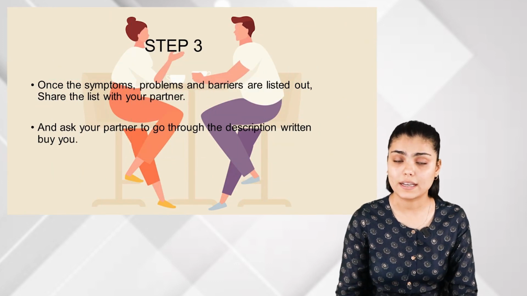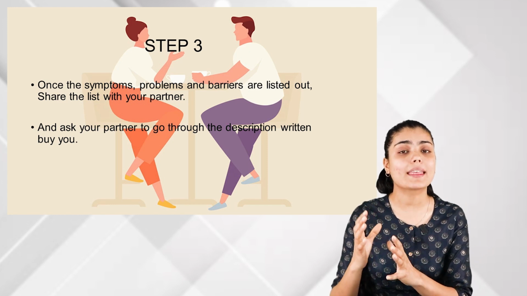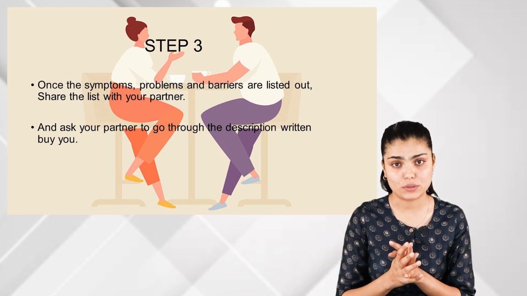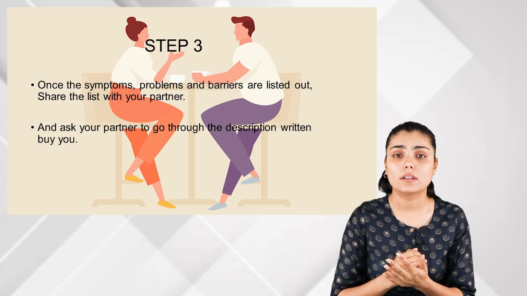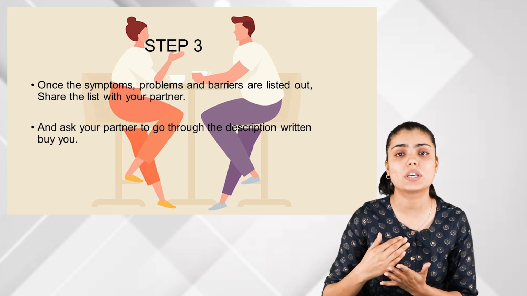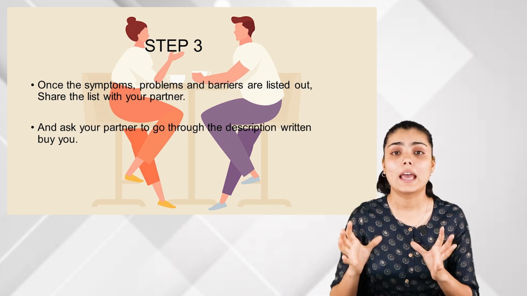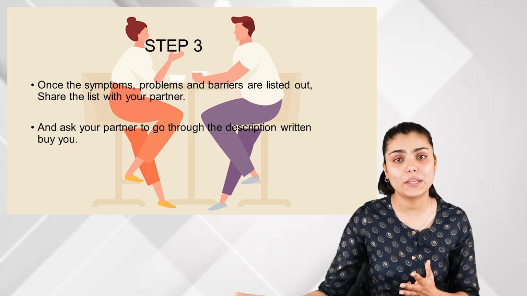So, in the third step, we have already listed down the symptoms, the problem, and the barriers that are seen in our relationship. Here in the third step, once it is listed down, the person has to share that list with their partner. The person has to share it with their partner and ask their partner to go through the description that is written by you.